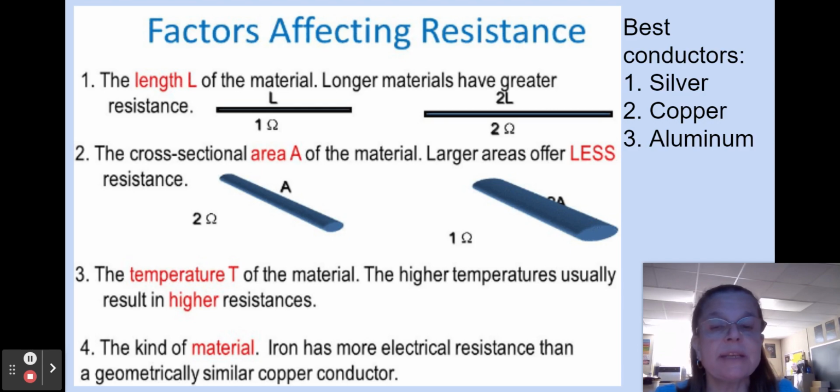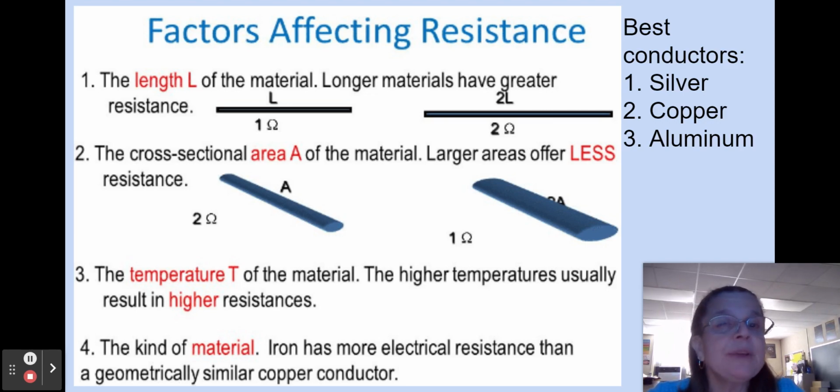And then the temperature. Basically, as the temperature increases, so does the resistance. And lastly, the type of material. Iron has more electrical resistance than a geometrically similar copper conductor.